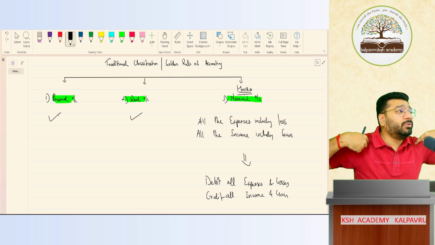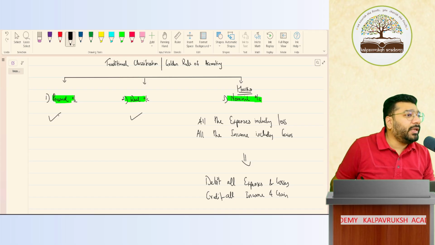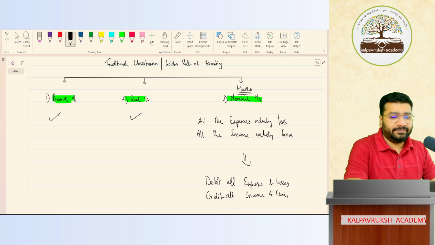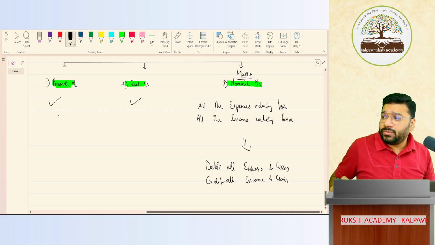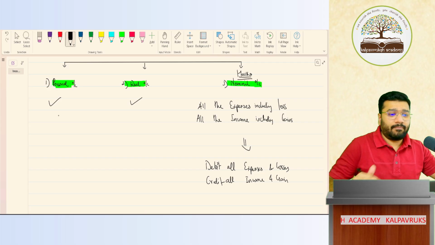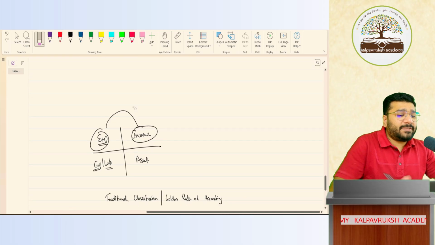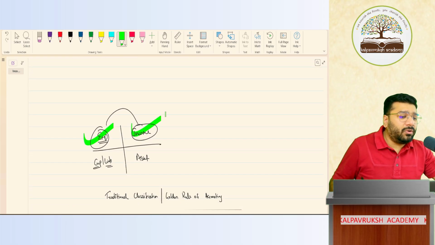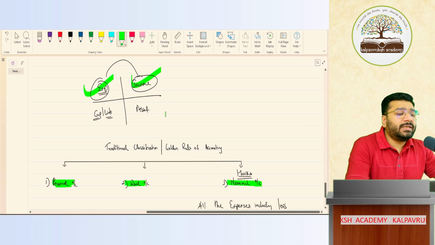In my house, what is the rule? Debit all expenses and losses, credit all income and gain. Okay? Online people, any problem so far? Now tell me, if expenses and income are going to nominal account, what am I left with? Capital, liability, asset. So now it is the turn of asset.